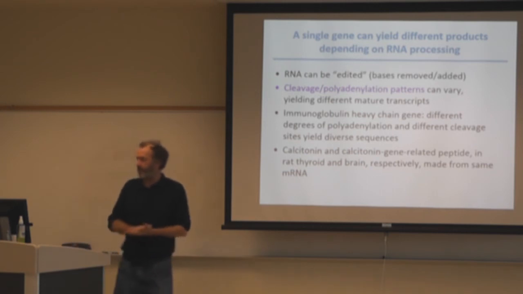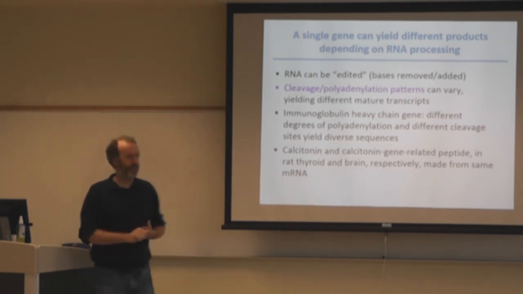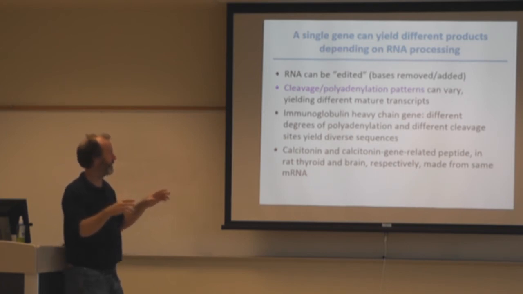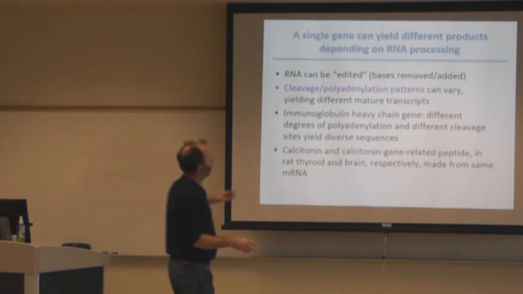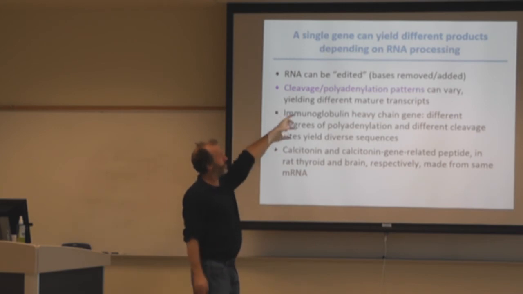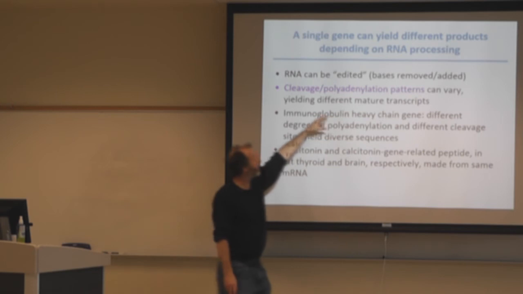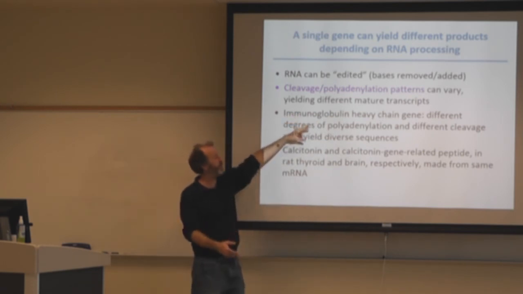So a single gene can yield different products depending on the RNA processing. So that's just your general RNA processing, what we just looked at. But some RNA can be edited, bases removed or added. And cleavage and polyadenylation patterns can vary, yielding different mature transcripts.